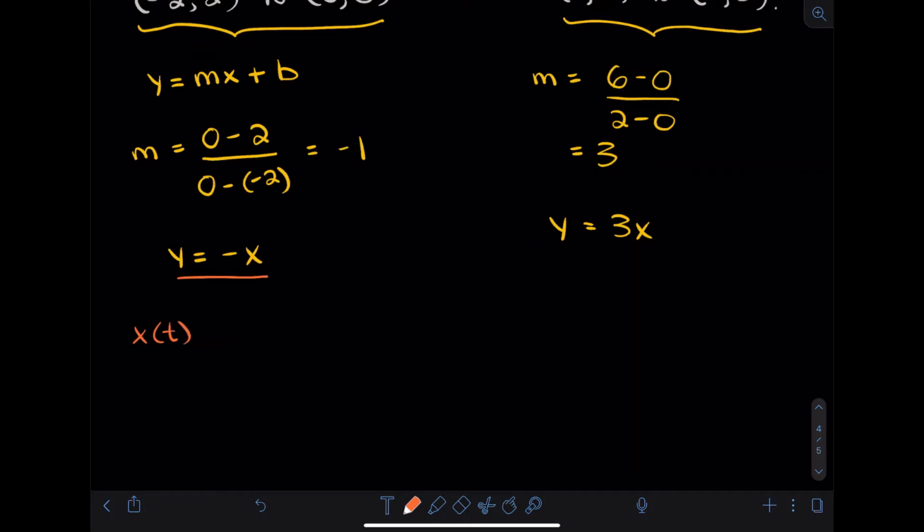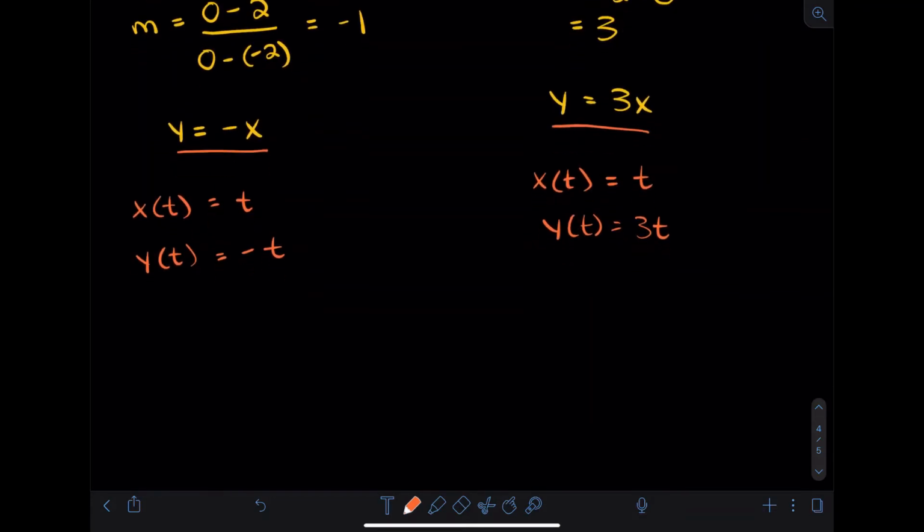So for example, we might say x of t equals t, and if x and t are the same thing, then y of t must be equal to minus t. For the other one here, you can do a similar trick. We'll say x is just t, so y of t would be 3t. Nothing new really so far.